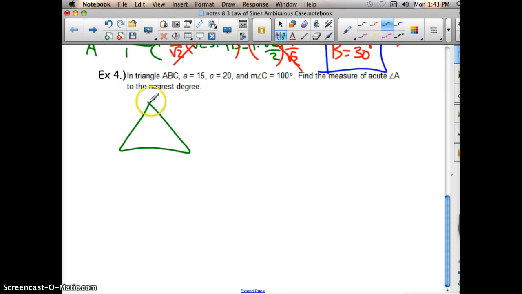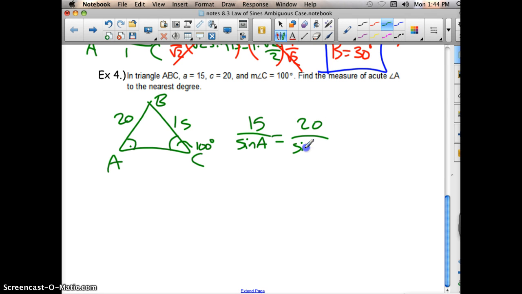Triangle ABC, again, little a is 15, little c is 20, and this time the measure of angle C is 100 degrees. They want me to find the measure of acute angle A. So I have 15 over the sine of A equals 20 over the sine of 100. Now, I can't just plug in what the sine of 100 is without a calculator, okay?